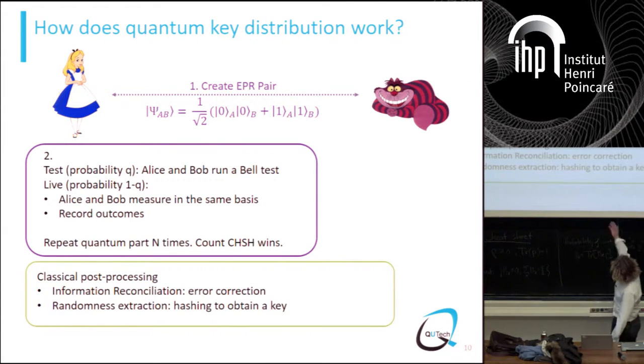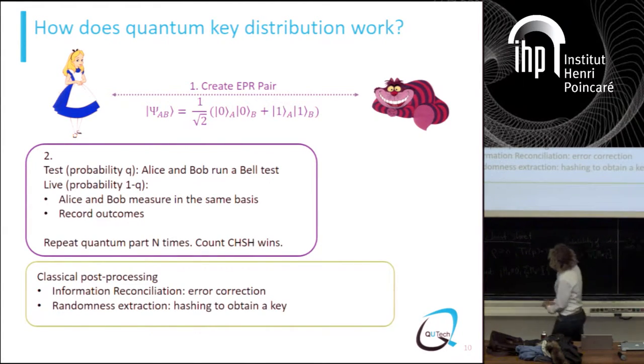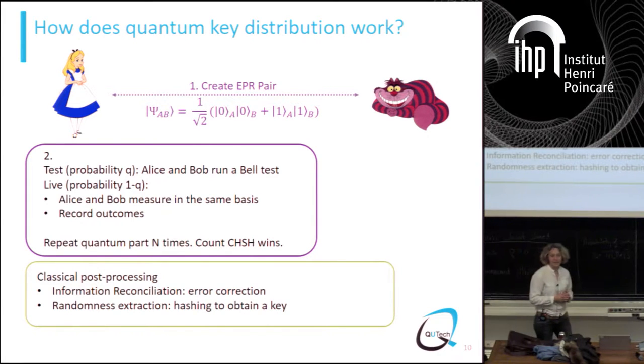And of course, I guess there will be some kind of classical post-processing, you might imagine. They might want to do error correction, and they need to do privacy amplification in general. So why do we need to do these things?